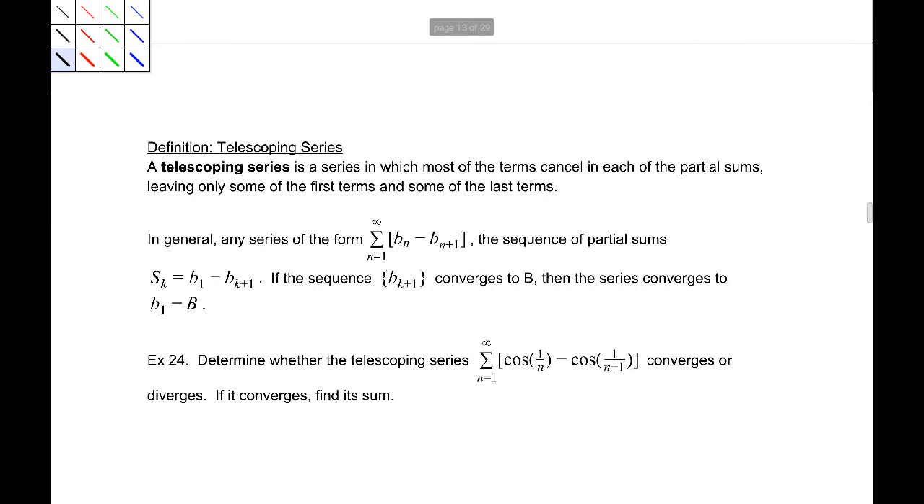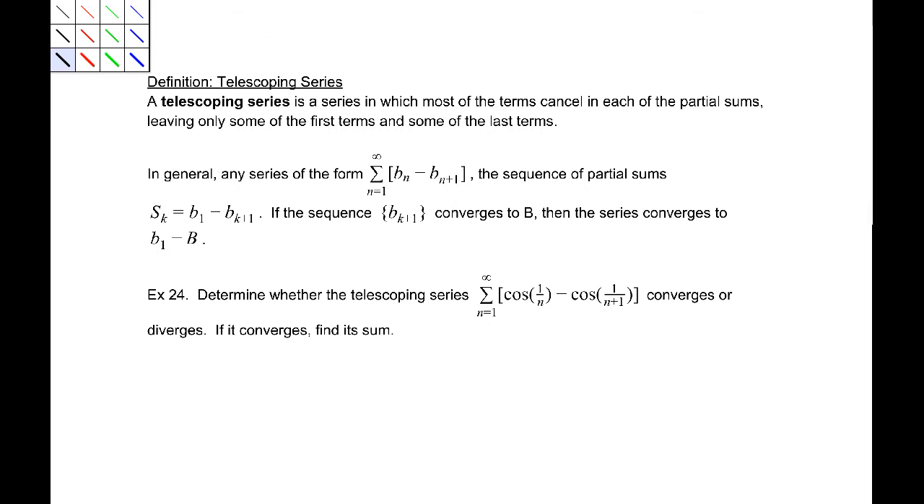A telescoping series is a series in which most of the terms cancel out in each of the partial sums, leaving only some of the first and some of the last terms. Now, in the ones we're going to look at, most of the time the first and the last terms are the only two that are left. So in general, if it can be written in this form, bn minus bn plus 1, the sequence of partial sums is sk, and it equals b1 minus bk plus 1. If the sequence bk plus 1 converges to b, then the series converges to b1 minus b. So let's write these out and determine our sequence of partial sums. That way we can take the limit there.